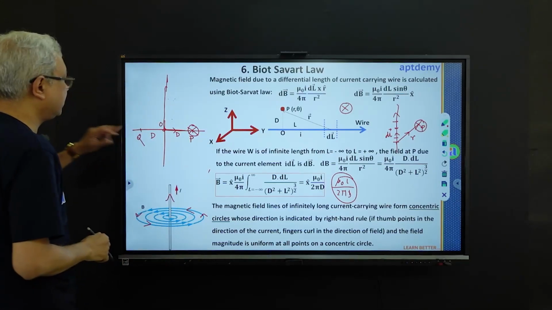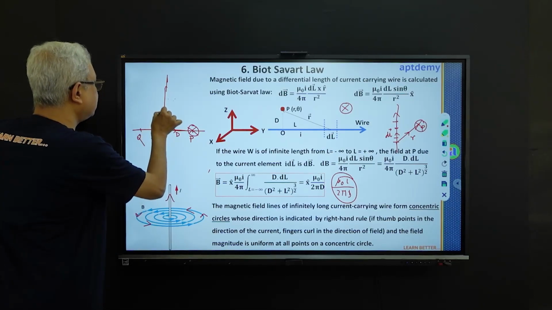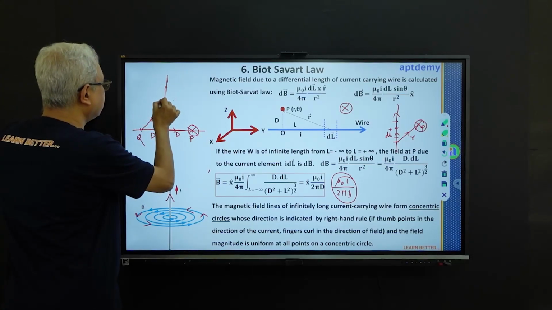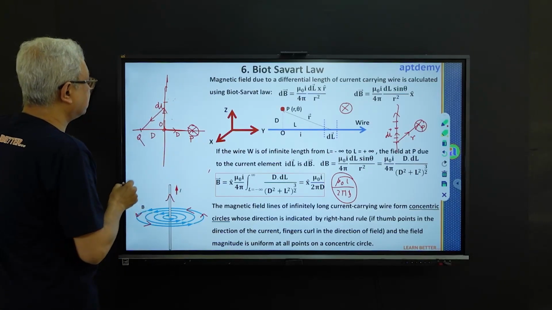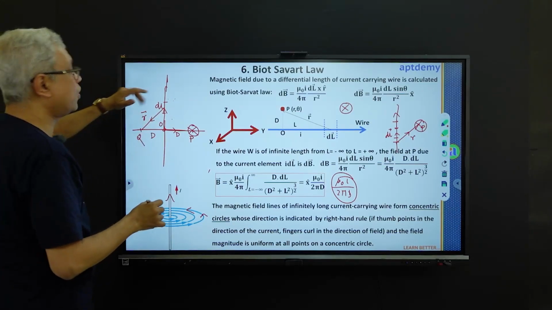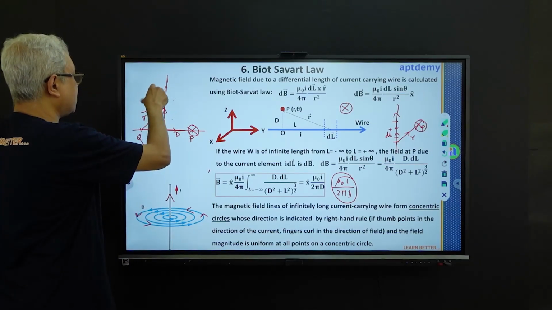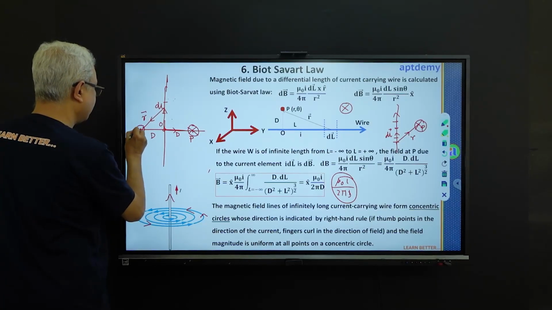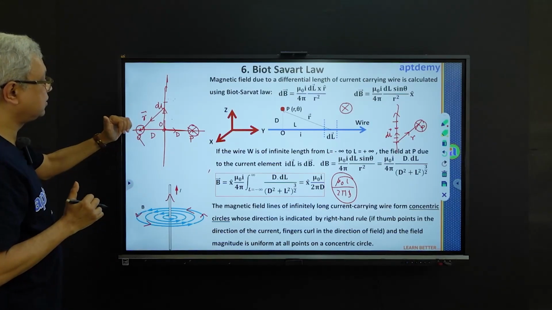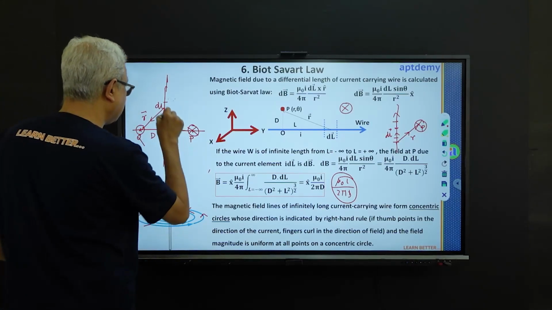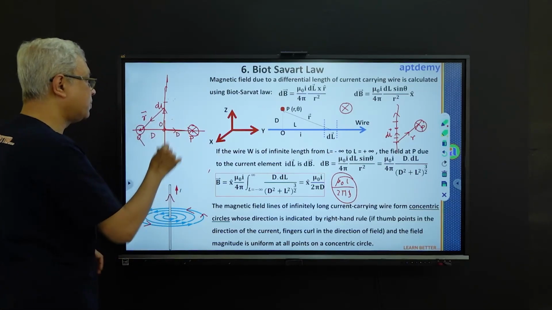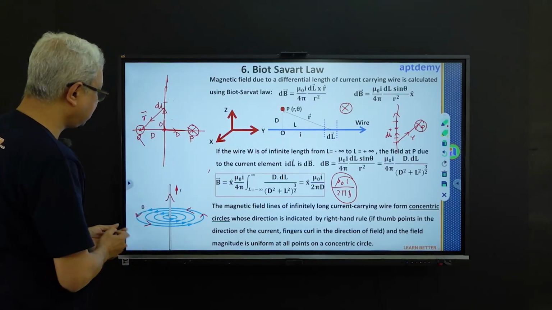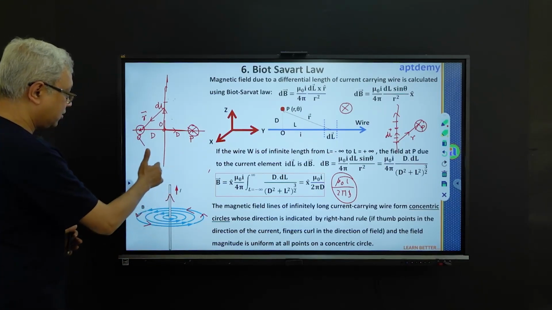And at Q, you see the dl direction is in this direction, and r is always measured from the current element. So dl cross r vector is coming out of the plane of the board in this direction. So here the magnetic field is pointing inside the plane of the board. Here the magnetic field is pointing outside the plane of the board. And this is also depicted in this diagram.